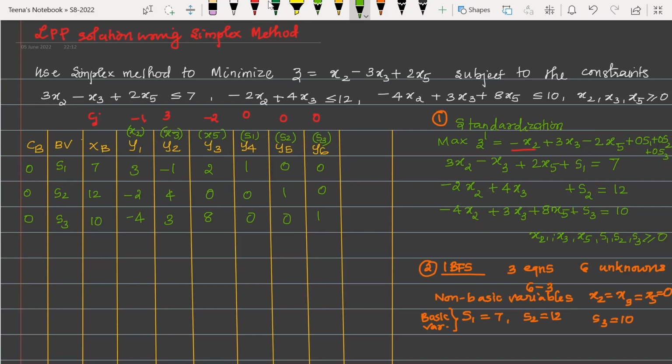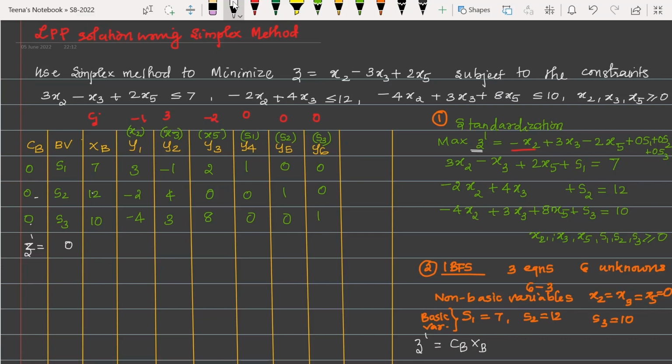Now let us get our value of the objective function z dash. Here we have the maximization of z dash. In order to calculate this z dash, we use a formula. Z dash is equal to cb into xb. So 0 into 7 plus 0 into 12 plus 0 into 10 equal to 0.